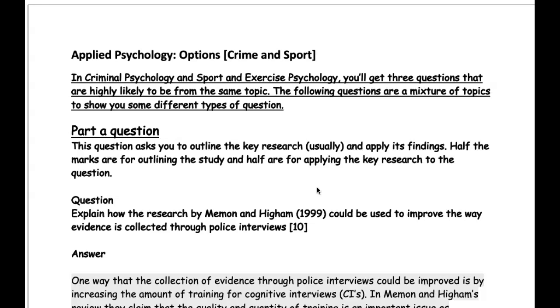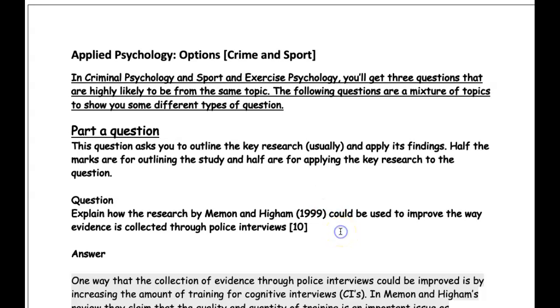So, for instance, the first one that we're going to look at here is Memon and Hayem. And if you remember, Memon and Hayem didn't have a very rigid procedure to it, did it really? It was more of a review piece. Okay, so in that situation, you would deal with the question in a slightly different way. If it's a question which is based on something which has got a very easy, straightforward procedure to it, I don't know, like Smith et al. or Kroll and Crenshaw or something like that, then you might deal with it in a slightly different way. And I'll show you both of those examples here.